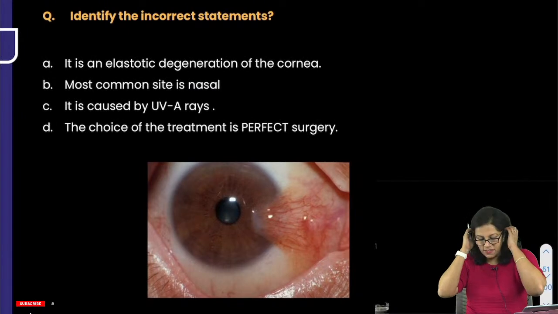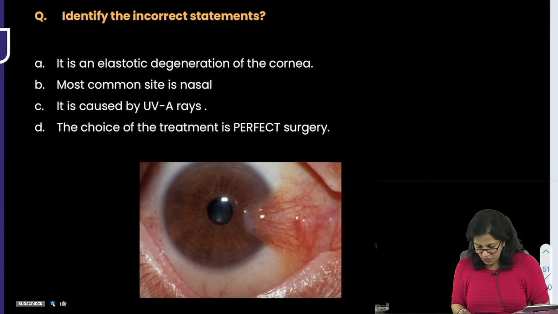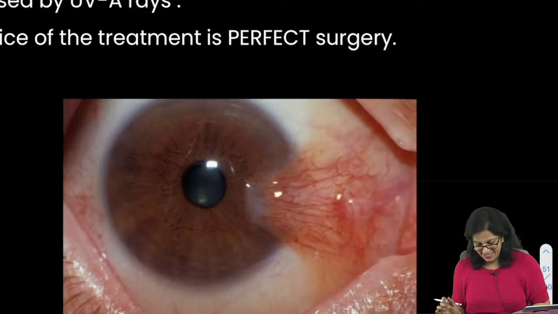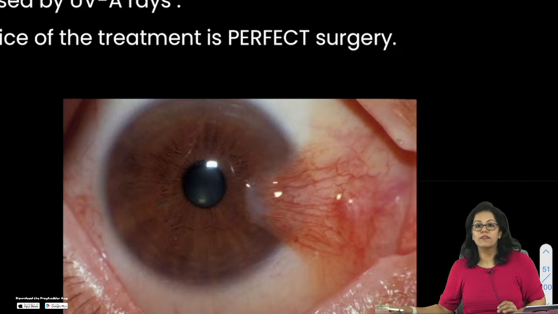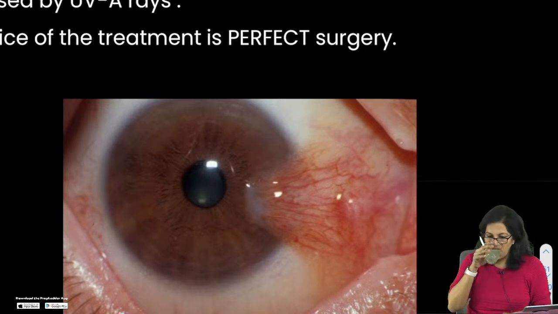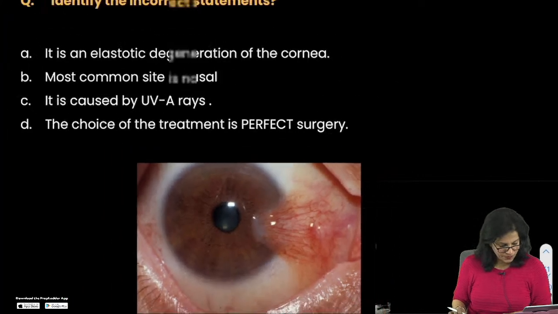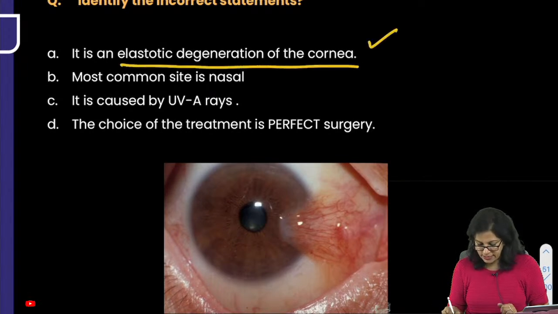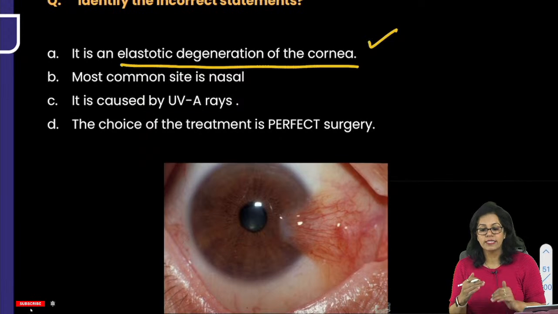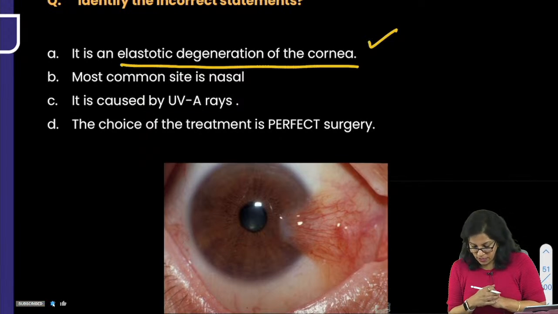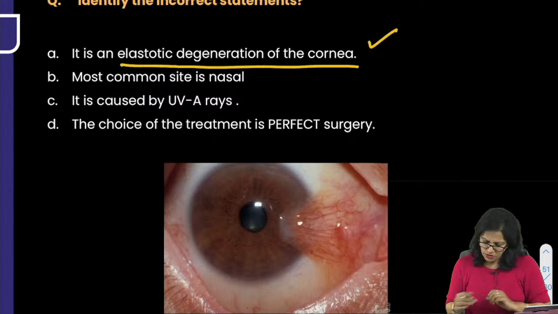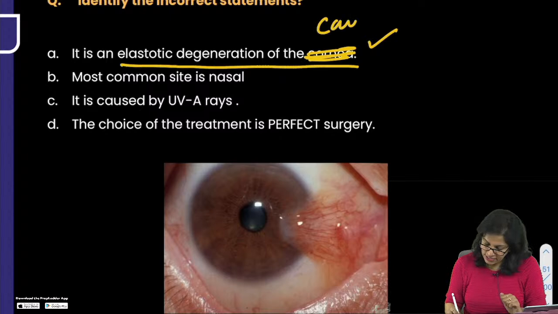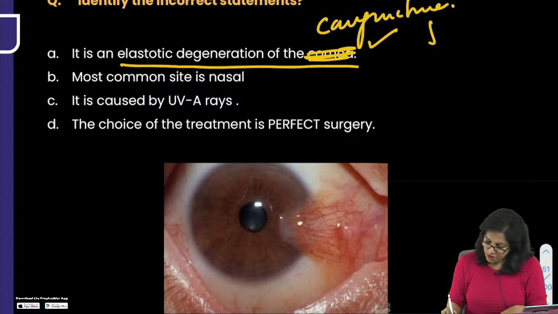The next question says identify the incorrect statement. We all know we are looking at the pterygium, all of you, right? Almost, this is again a very favorite topic for your exams. Yes, so identify the correct statement. Elastotic degeneration of the cornea, yes. Okay, it's always elastotic degeneration of the conjunctiva, it should not be cornea. So first of all this has to be in the conjunctiva, and it is the same for pinguecula.